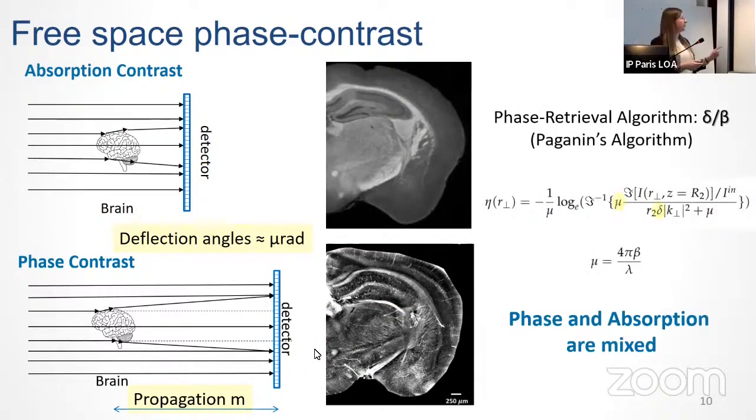What we need with free space propagation phase contrast is a phase retrieval algorithm. To go from an absorption image to a phase contrast image, we need to apply a phase retrieval algorithm to each image. One of the most famous is the Paganin algorithm, which is what we used, and it is proportional to the ratio between beta and delta, so between phase and absorption. In this kind of images, phase and absorption are mixed, so we cannot retrieve the two signals separately.